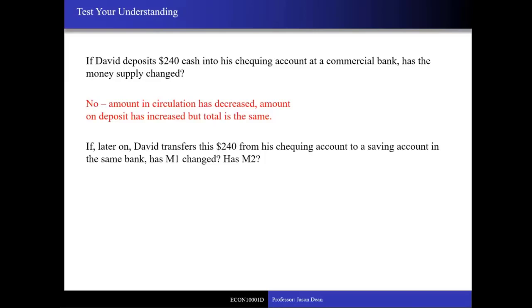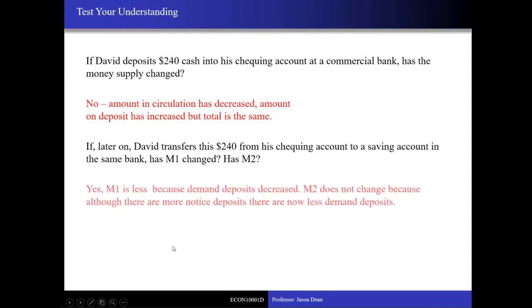But M2 also includes M1. So one part of M2 increases, that's term deposits. The other part of M2 decreases by the same amount, which is associated with M1. Okay, so there's going to be no change in M2 because it also has M1. So there's going to be more notice deposits, but now there'll be less demand deposits by the exact same amount.